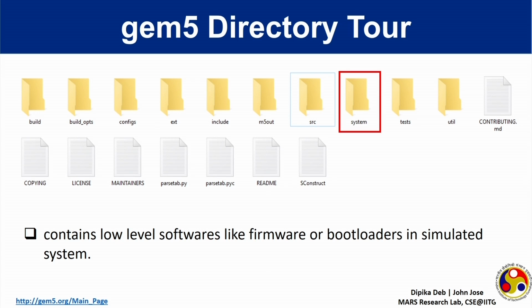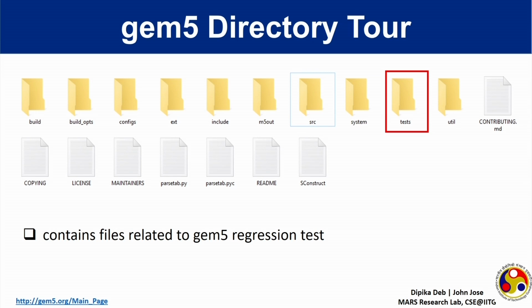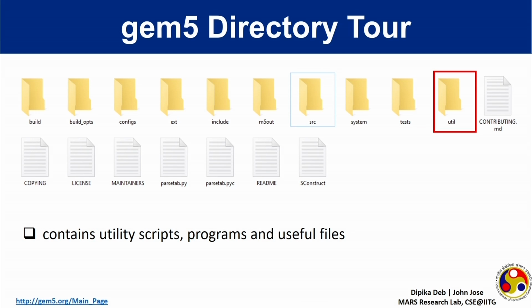This directory contains low level software like firmware or bootloaders in the simulated system. This directory contains files related to gem5 regression tests, while this directory contains utility scripts or programs and useful files. We will mostly deal with this folder and the configs folder. All the references are mentioned in the slide.